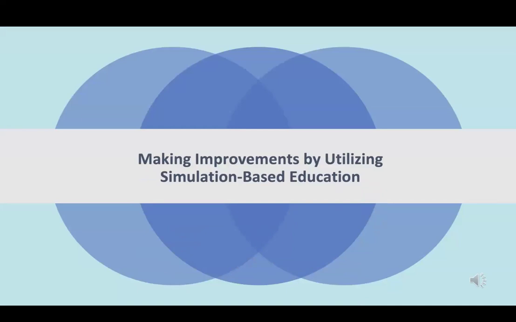Making improvements by utilizing simulation-based education. Remember all the way back to the beginning of Domain 2, when we were discussing all the areas in which simulation-based education can impact learners? Well, here's a key. The learners are not the only ones that can be impacted. Insights that are gained, observations that are made, and surveys that are completed during these experiences can be used to make changes to the system and ultimately patient and educational outcomes.